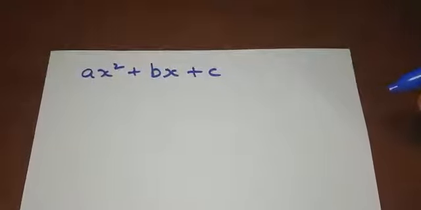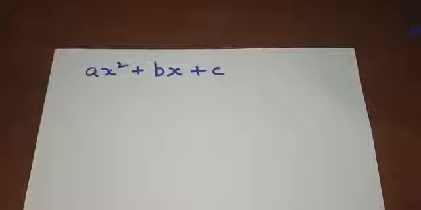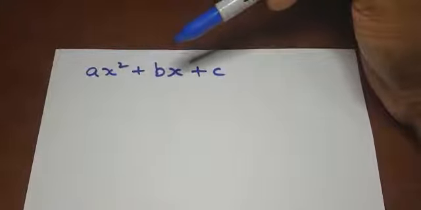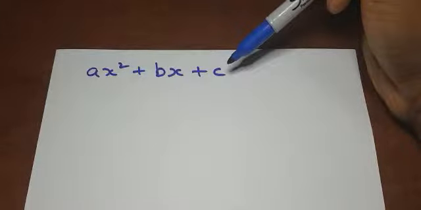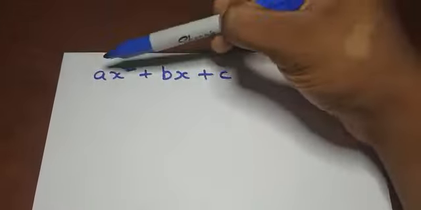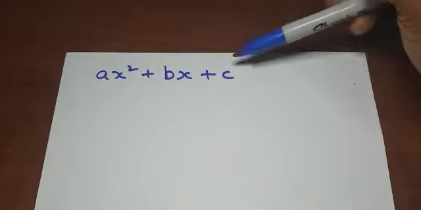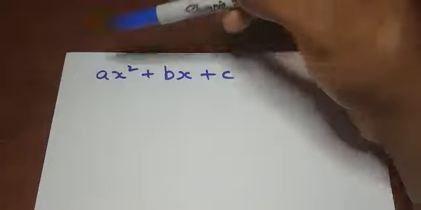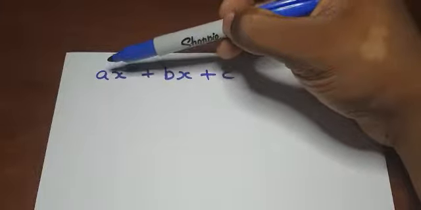Alright, so in this video, we're going to look at factorizing quadratic expressions. A quadratic expression is of the form ax squared plus bx plus c. All these numbers are real numbers: a is a real number, b is a real number, c is a real number. The only condition really is that a can't be 0.